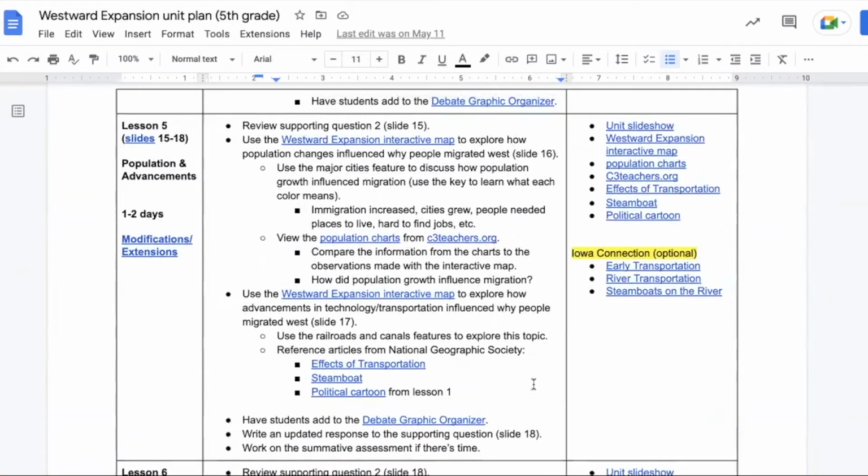Lesson 5 is about population and advancements. And again, we're looking at some of the push-pull aspects of things, but we're going to focus on the population growth, the city growth, and the pros and cons of that. And then we're going to also consider the effects of transportation, such as the steamboat, canals, and railroads.